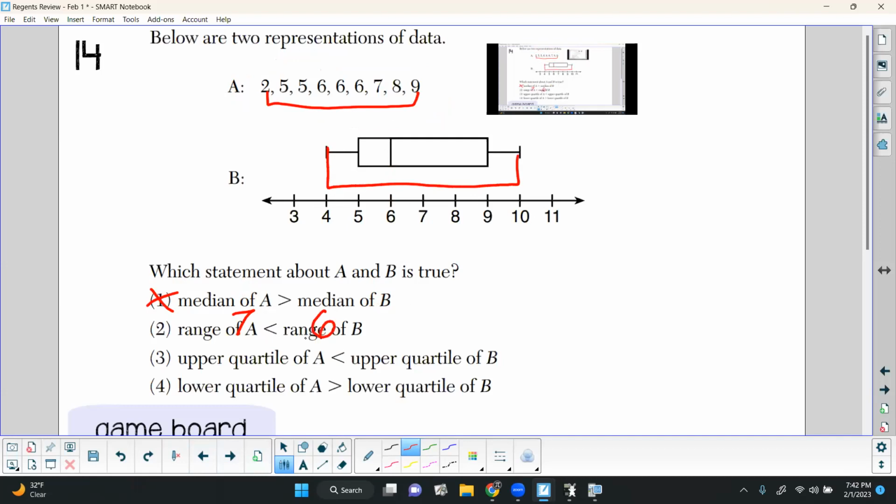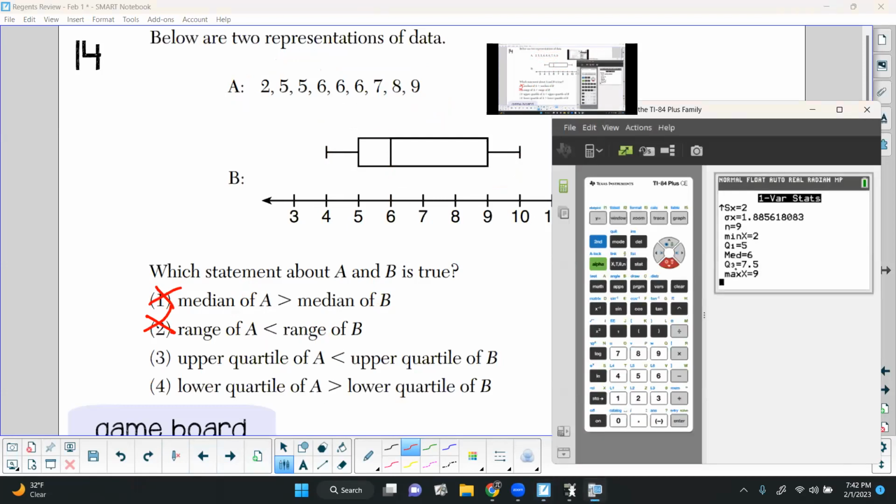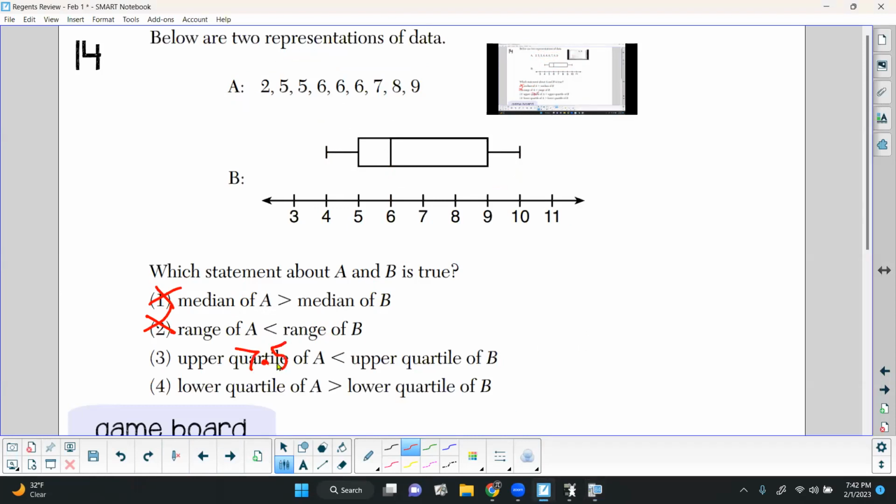And 7 is not less than 6. So that one is also wrong. The upper quartile of A, that's known as the Q3, right? So I'm going to go back here, look at my Q3. The upper quartile of A, 7.5, is less than the upper quartile of B. So this is 7.5, and the upper quartile of B is 9.